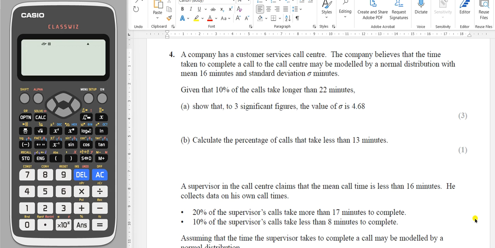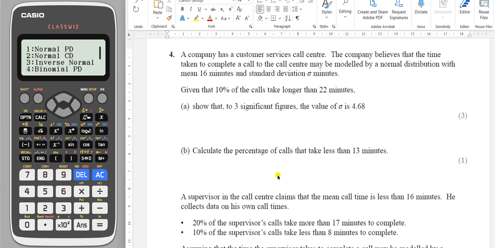The very first question for 3 marks is to use the fact that 10% of calls take longer than 22 minutes to calculate the standard deviation. The first thing to remember about this is that the calculator gives you information that lets you work with the normal distribution. But of the 3 options that it gives you, only 2 of them are worth paying attention to.